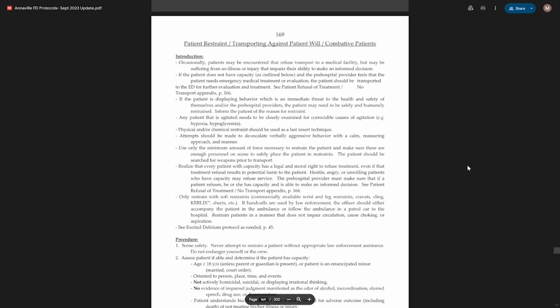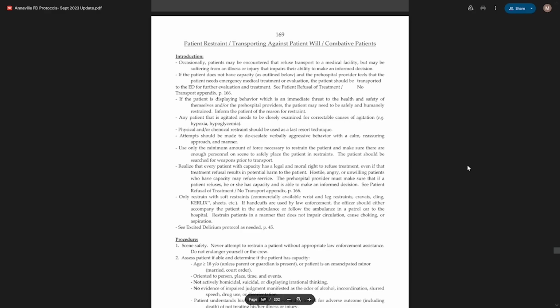Patient restraint, transporting against a patient's will or combative patients. To introduce this topic, occasionally, patients may be encountered that refuse transport to a medical facility, but may be suffering from an illness or injury that impairs their ability to make an informed decision. If the patient does not have capacity, as outlined below, and the pre-hospital provider feels that the patient needs emergency medical treatment or evaluation, the patient should be transported to the emergency department for further evaluation and treatment. See page 166 for further information.